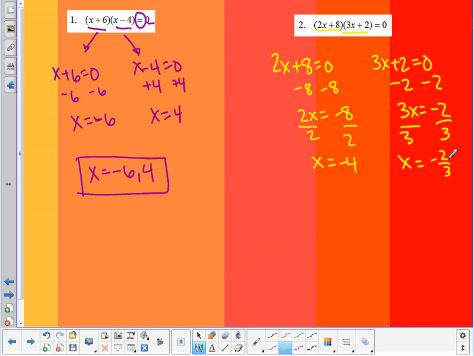Now you can leave that as a fraction, or you can change it to a decimal, but you might as well just leave it as a fraction and then you're done. So when I write these out, I've got two solutions here, x equals negative 4 and negative 2/3. It's not like a point. It's not an x and a y. They're both x values. I'm just writing them with a comma as if they're two different values, because they are. They're two different solutions. So x can be either negative 4 or negative 2/3.